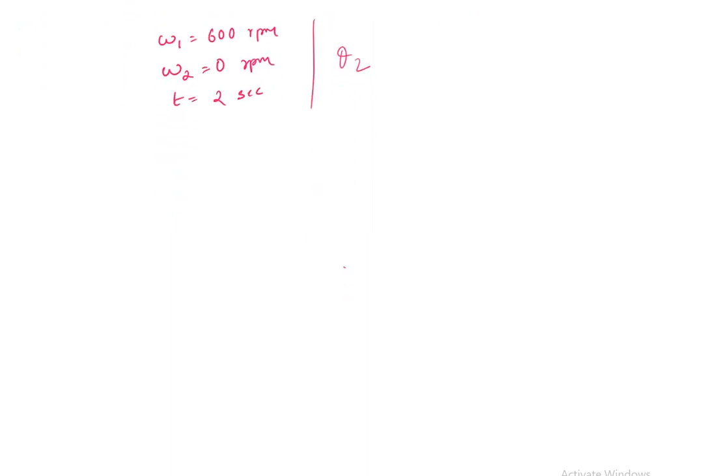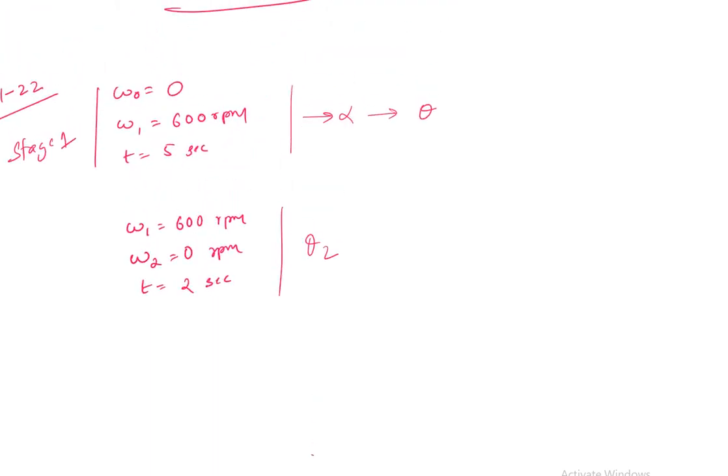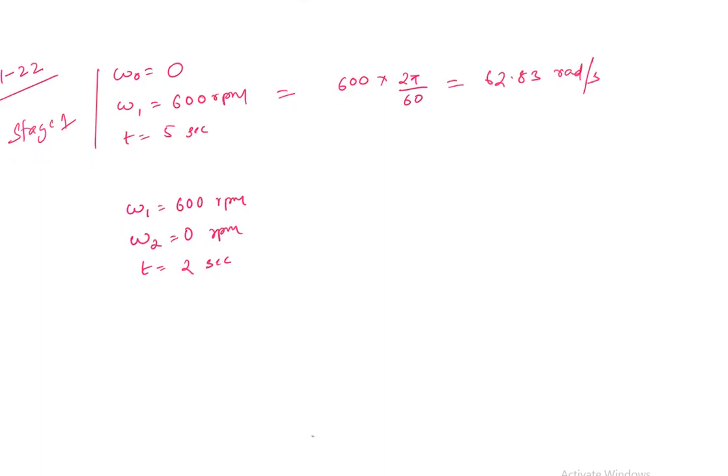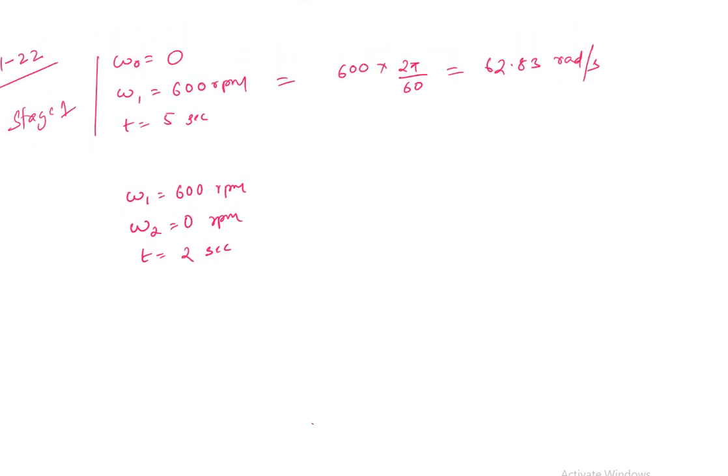All right, so for stage 1, before we do that, we have to convert RPM to radians per second. So that is 600 times 2 pi over 60, and that's equal to 62.83 rad per second. Here also it is the same thing, 62.83 rad per sec.